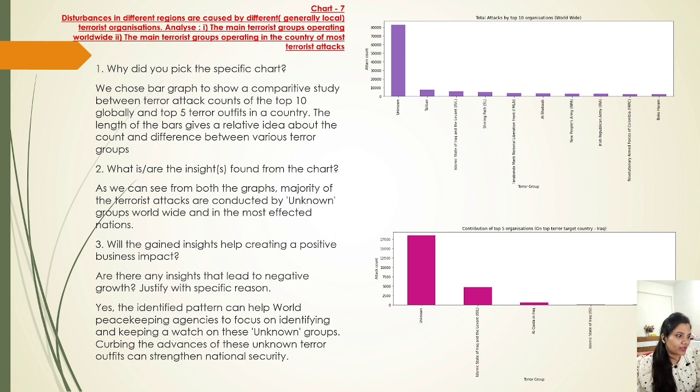Are there insights that lead to negative growth? We are justifying that yes, the identified pattern can help peacekeeping agencies focus on identifying and keeping a watch on these unknown groups. Curbing the advances of these unknown terror outfits can strengthen national security.